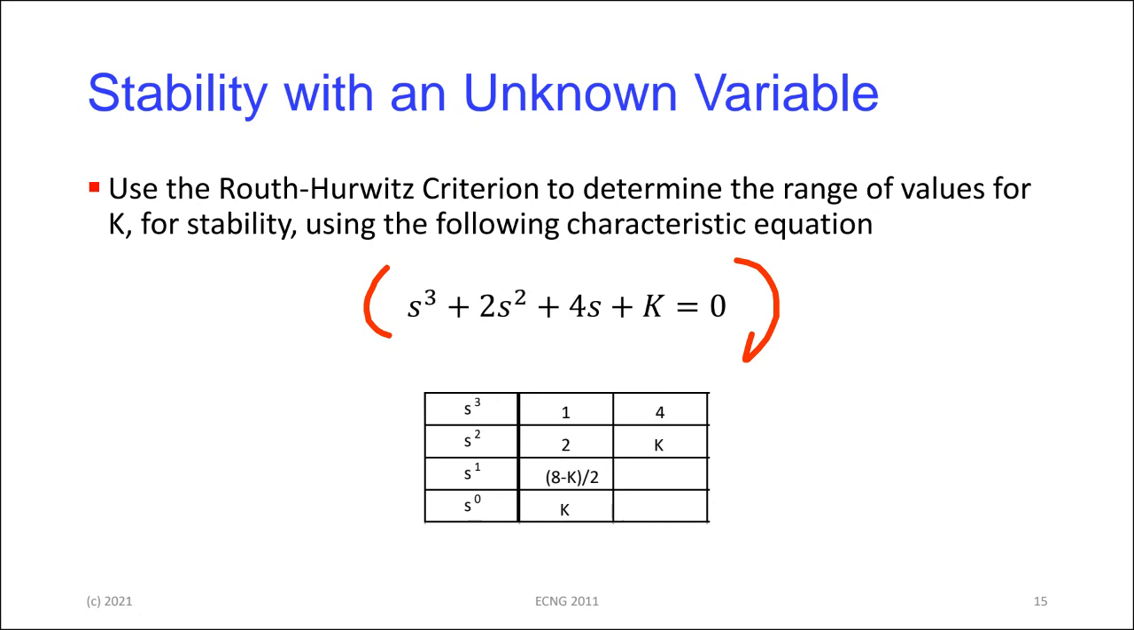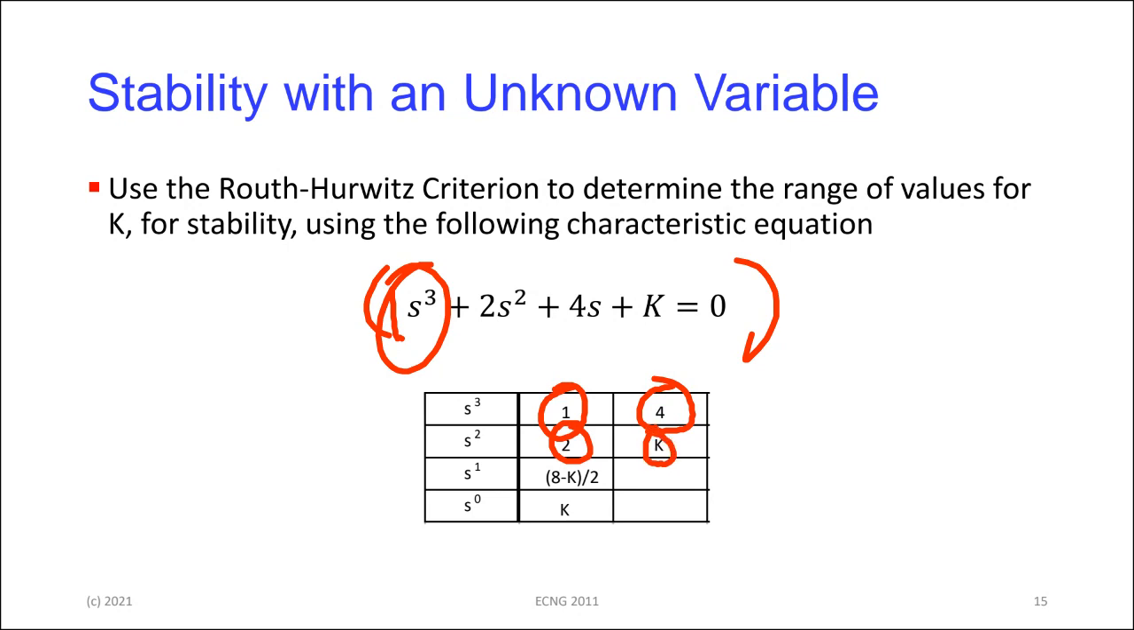This technique now is going to allow us to do it without getting to that stage. So step one, we complete the table as we know before. The first row is going to be S cubed and S to the power 1, so the coefficients here are 1 and 4. And the next row, S squared, the coefficients are 2 and K.